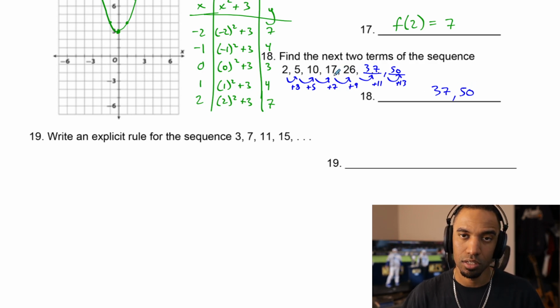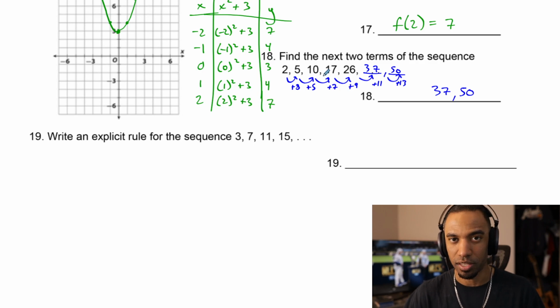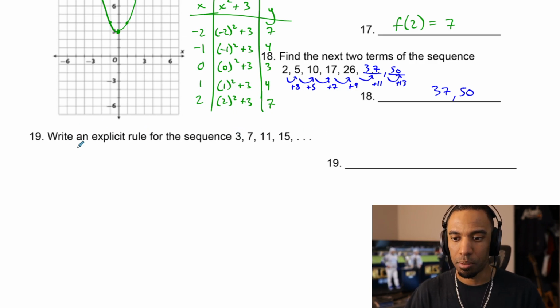This is not arithmetic. You would not be making a rule with a common difference or anything like that. In fact, we're not going to make a rule for that. There is a way to do it, but we're not dealing with that. However, here we will. Number 19, last one.